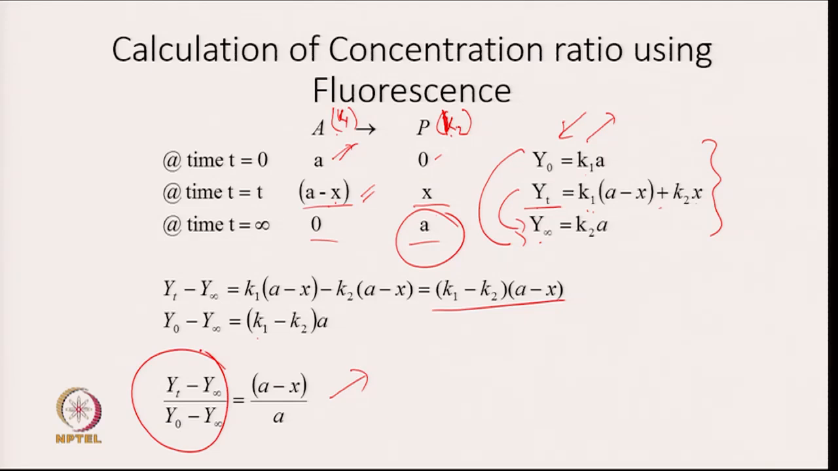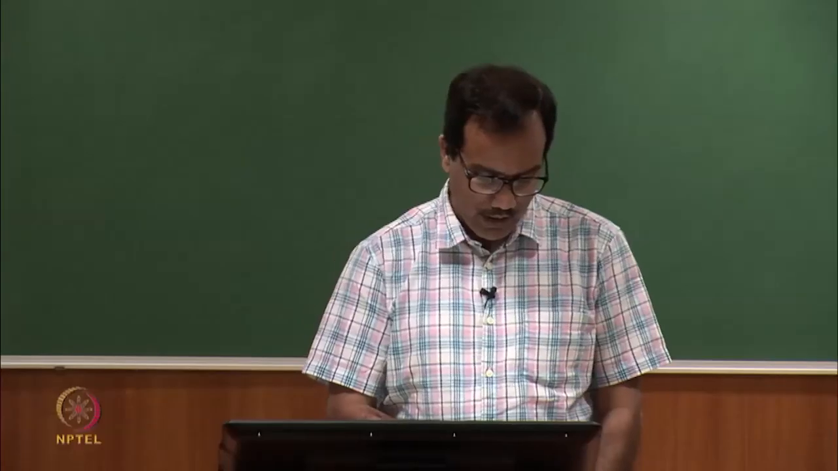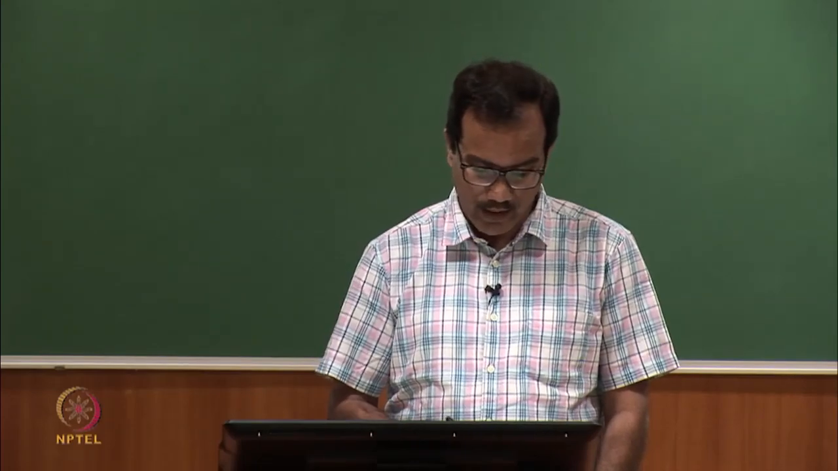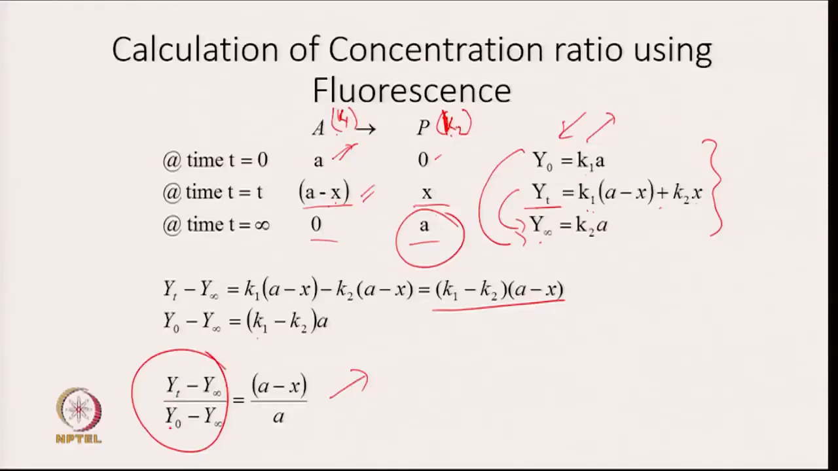You can try a different reaction, for example A going to B plus C, and the same thing will be obtained. You can try it yourself at home. But what we need to know is that A minus x by A is equal to y t minus y infinity by y 0 minus y infinity.